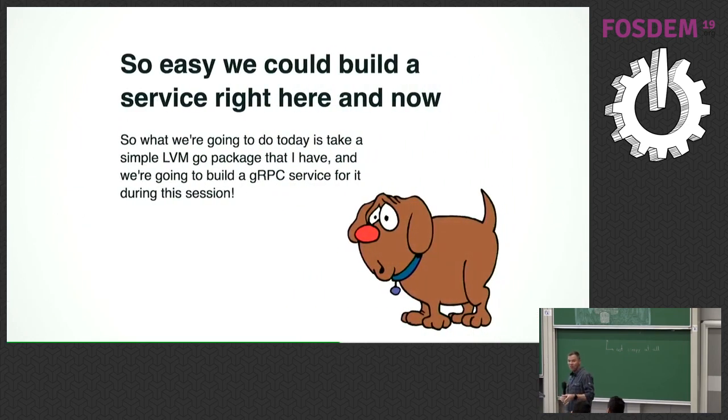So my argument is that it's so easy that we could actually just build a gRPC service right here and now, and not just the usual ping, pong, you know, anything like that. So what we're going to do today is we're going to take this simple LVM package that I have, the simple LVM API, and we're going to build a gRPC service for it right here on the fly in this session.